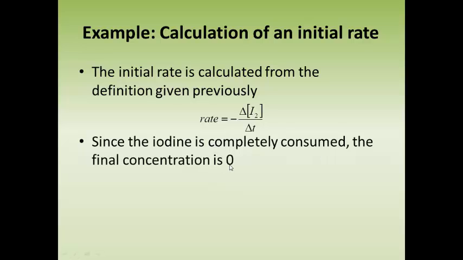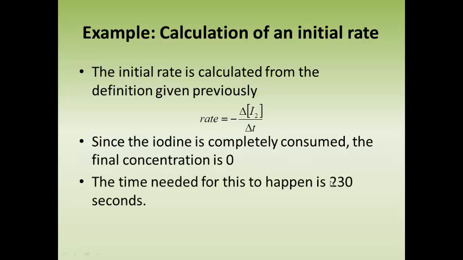So the final concentration is going to be 0 since the iodine is completely consumed. And the time needed for this to happen, let's say, is 230 seconds. Then the rate of the reaction is going to be given by the final concentration of iodine minus the initial concentration, divided by the time necessary to effect that concentration change. I need the minus sign because you notice that the numerator here is a negative number, and so the rate will come out as a positive value. The units on the rate are moles per liter per second, which is what you would expect since we have concentration divided by time.